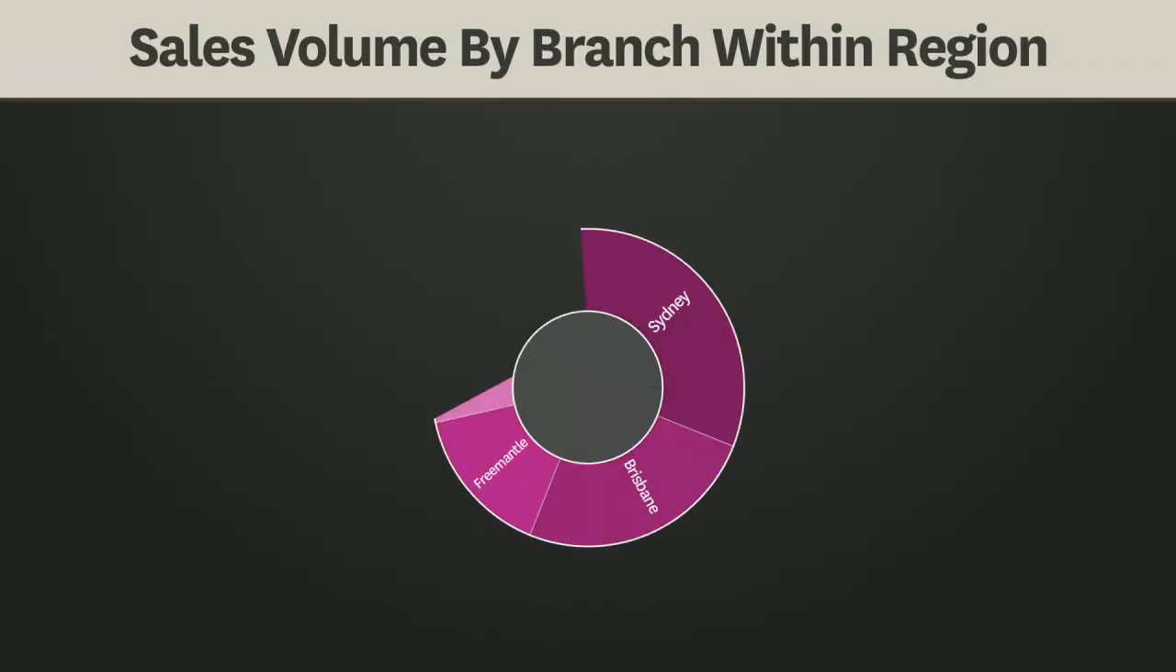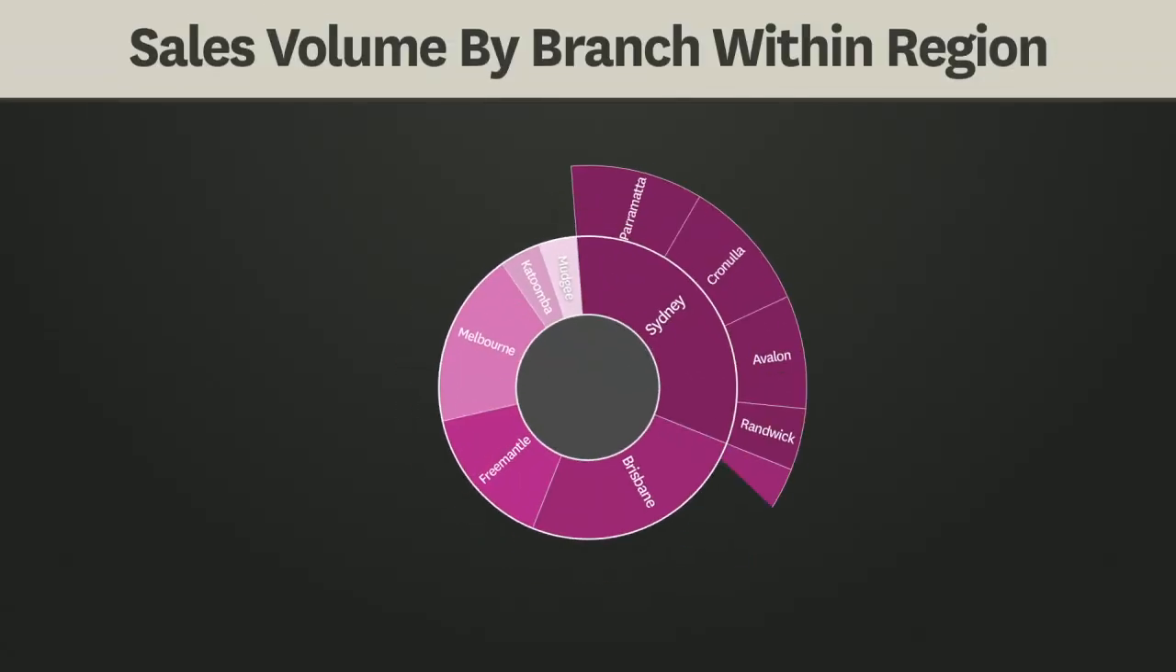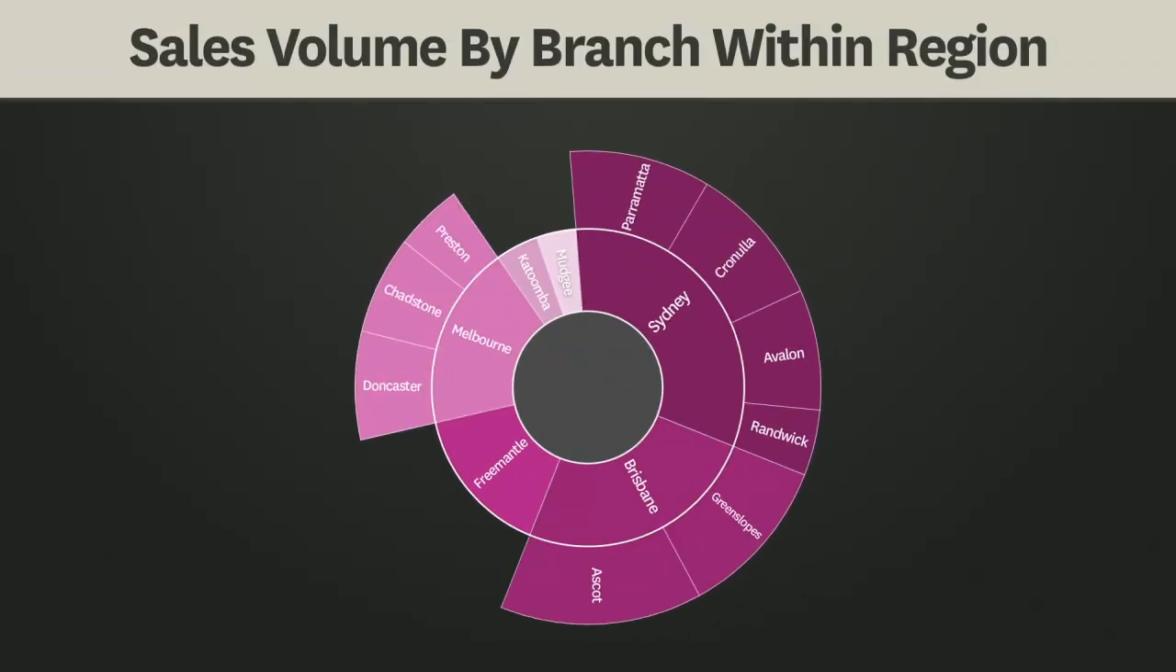That's great, Nikki. So what are we starting with this week? Well, first up, we're going to look at sunburst and tree map charts. These are examples of hierarchy charts, and they're excellent for depicting hierarchical breakdowns. So, for example, I might use them to show sales volume by branch within region.